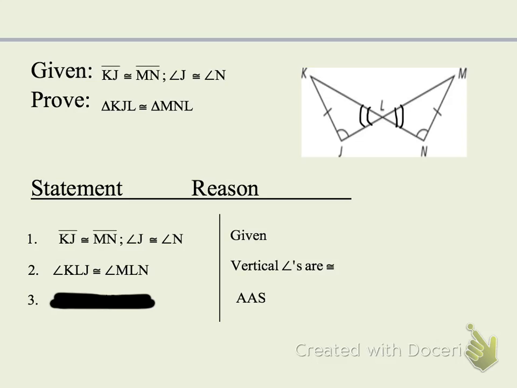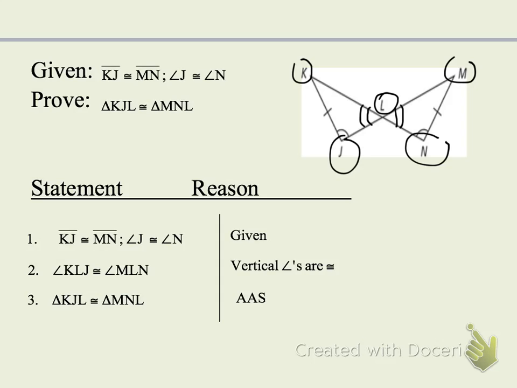Okay, by the angle side, my two triangles are congruent. Make sure you label them in the correct order, with K being in the same spot as M, and J being in the same spot as N, and L obviously being in the same spot in both of them. Like this.